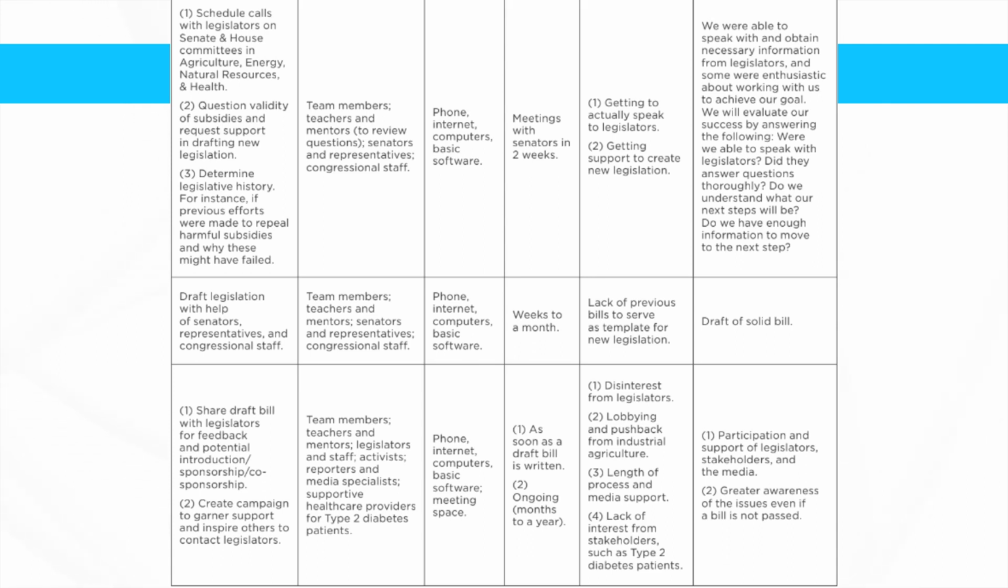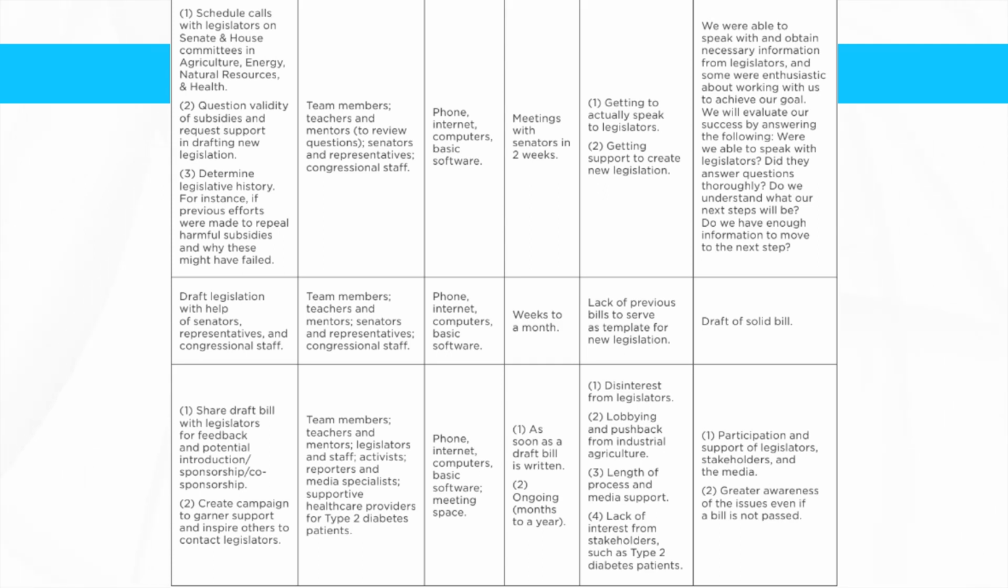So our action steps to reaching this goal could be first to schedule calls with legislators on Senate and House committees in agriculture, energy, natural resources, and health. We can question the validity of subsidies and request support in drafting new legislation. And we can determine legislative history, for instance, if previous efforts have been made to repeal harmful subsidies and why these might have failed. This is going to be our first action step.